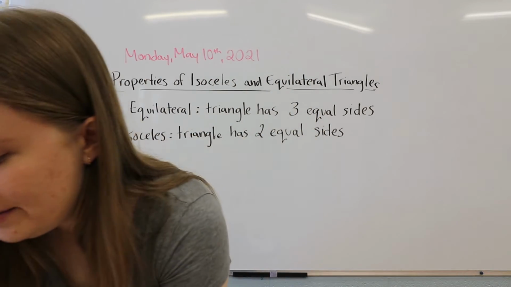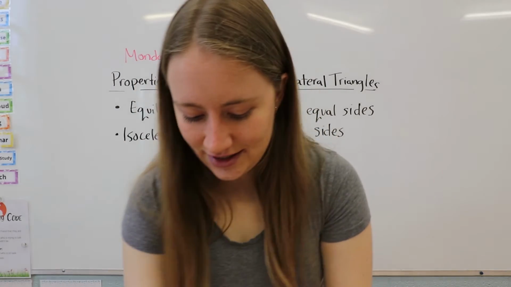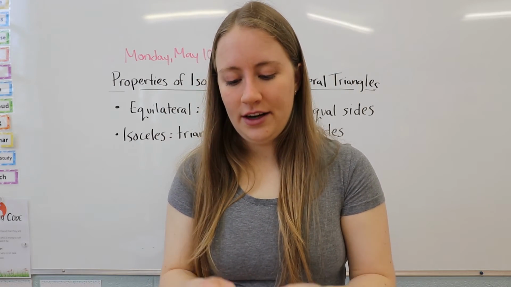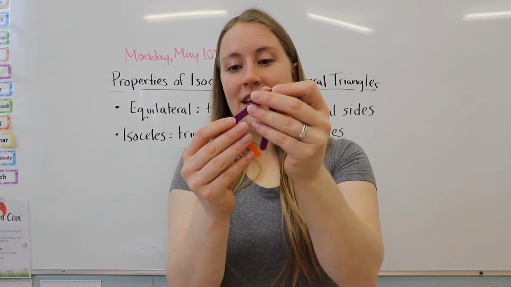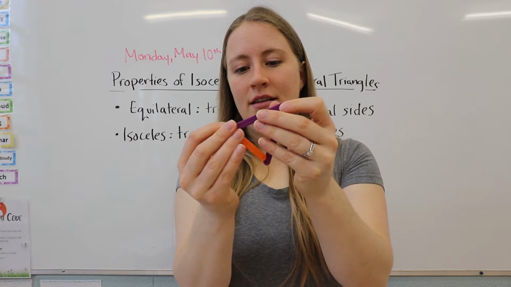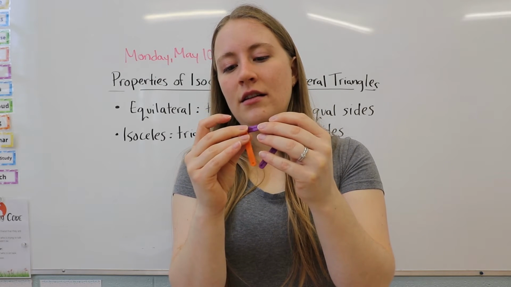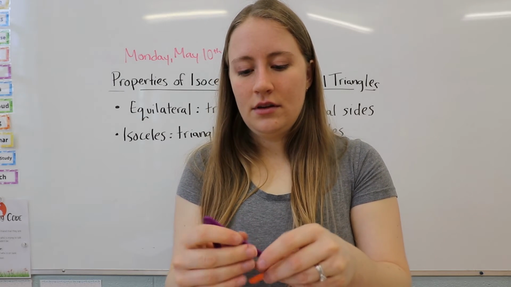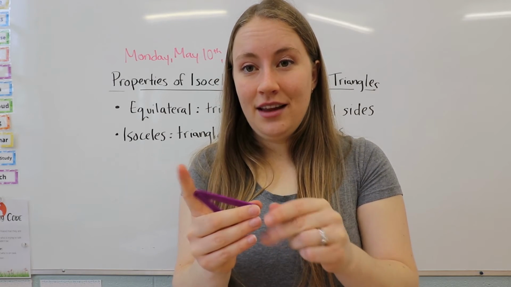Okay, but let's look at some isosceles triangles. So I'm going to make them using two purples and an orange. And I want you to be making these too with me, because this is a lot of fun. Oh. If I could just get them to clip together.